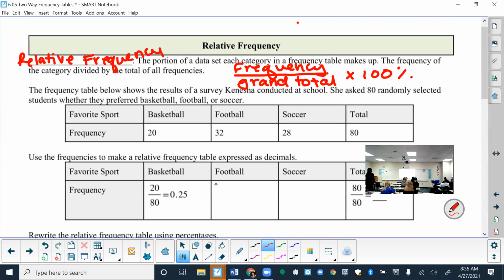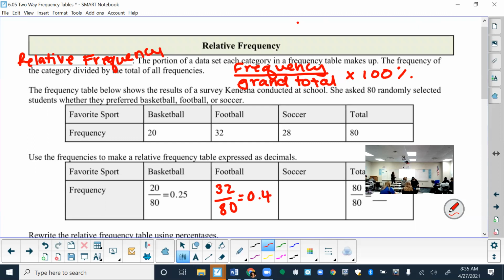So then down here, what's the fraction going to look like for football? 32 divided by 80. If I put that into a calculator, what's the decimal? 0.4. All right, good.